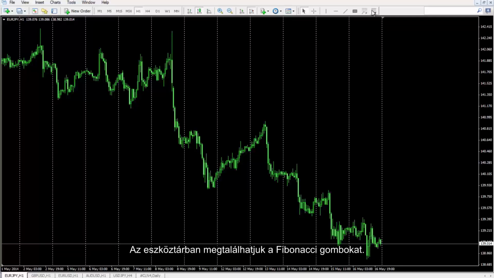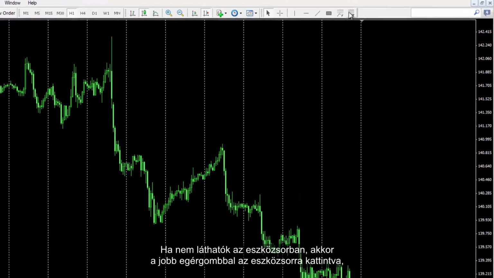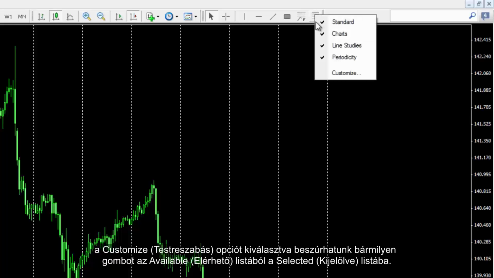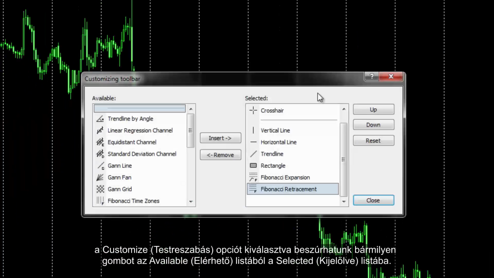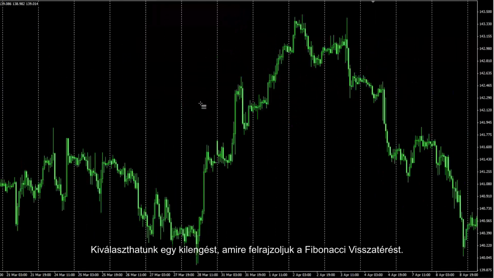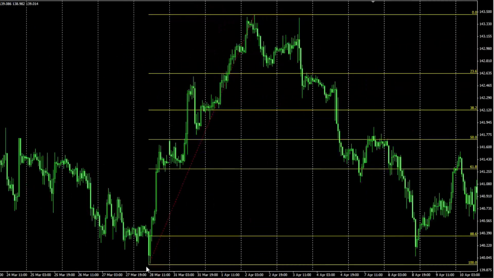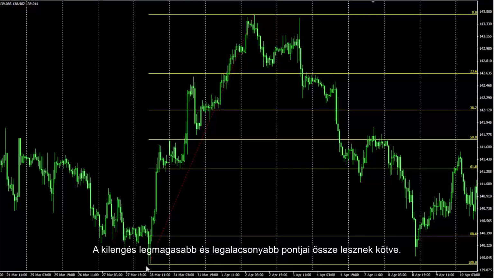A trader can find Fibonacci buttons in the toolbar. If they are not shown on the toolbar, a trader can right-click on the toolbar. Through the Customize option in the menu, a trader can insert any option from the available list to the selected list. A swing can be selected to draw a Fibonacci retracement on. The swing high and low points are connected.